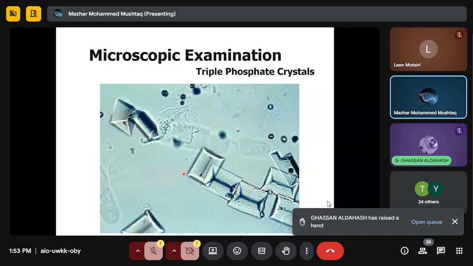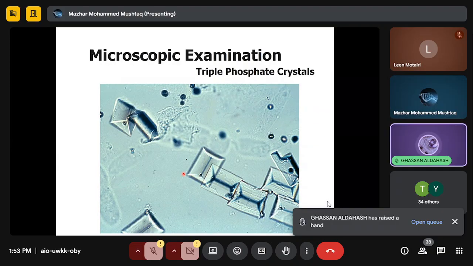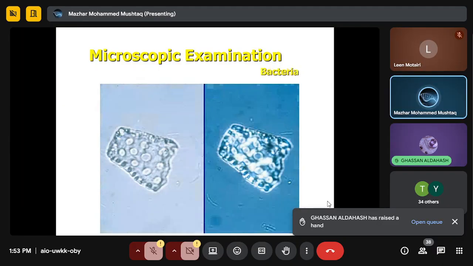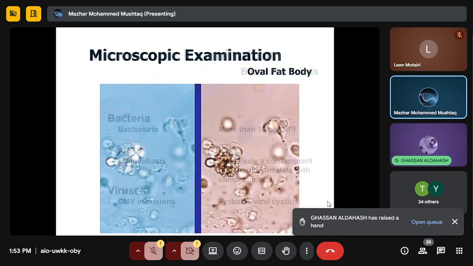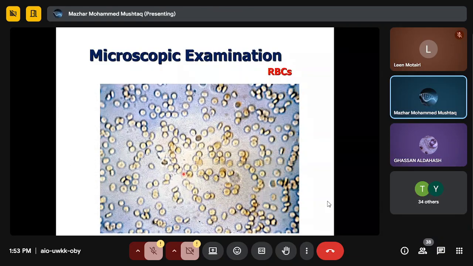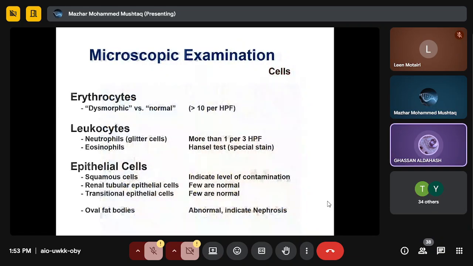Any question? Yes, please. Doctor, I have a question regarding the dysmorphic and normal red blood cells. If you can go back to the microscopic examination. Dysmorphic and the normal cell, the red blood cell. Yes. What exactly does more than 10 per high power field indicate?